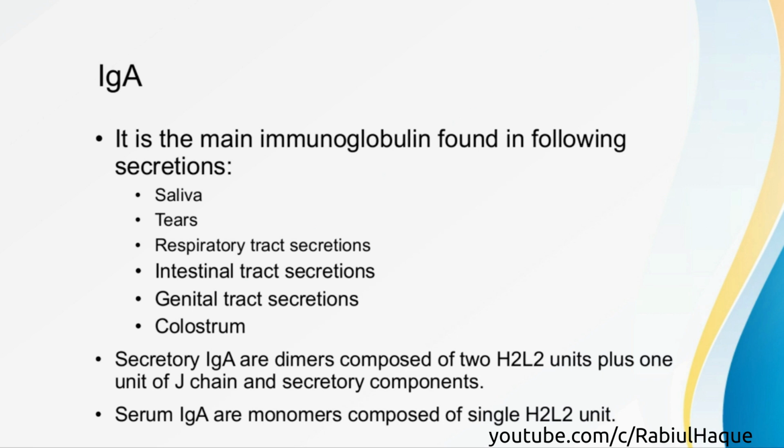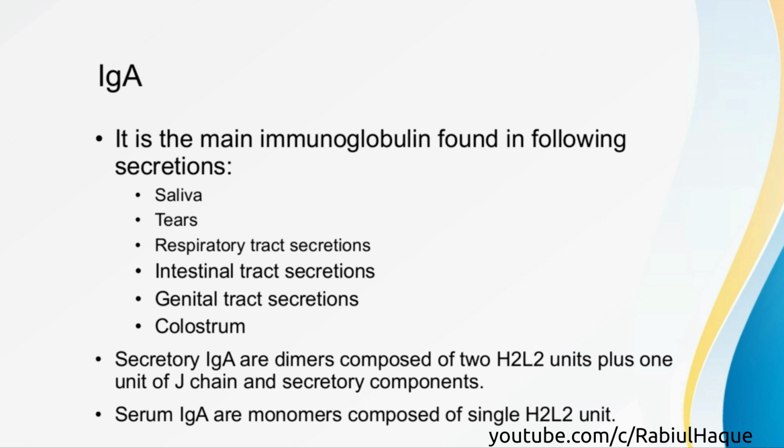So now let's talk about immunoglobulin A. It is the main immunoglobulin found in secretions like saliva, tears, respiratory tract secretion, intestinal tract secretion, genital tract secretion, and IgA is also found in colostrum.